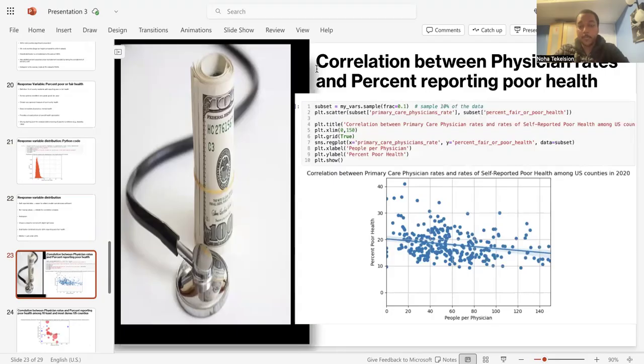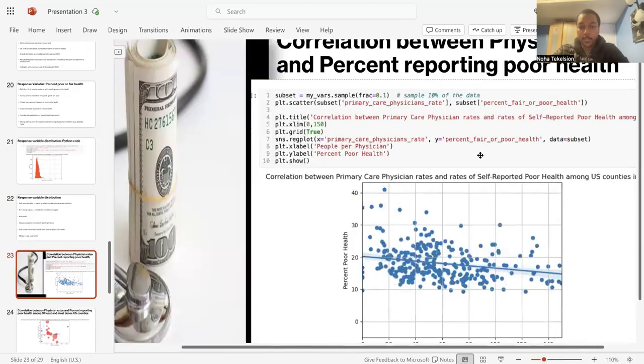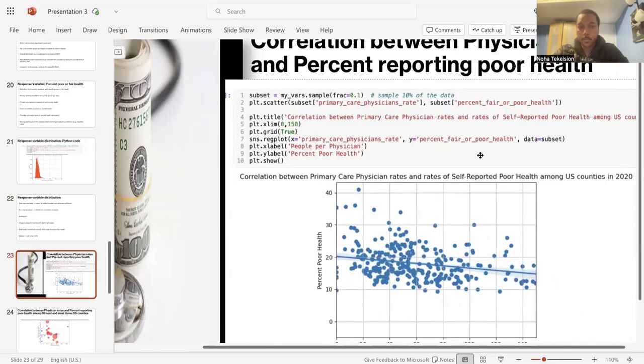In this next slide, I'm going to correlate physician rates and percent reporting poor health. Let me dive into this a little bit more. So I use the plot dot scatter function on my subsets. I have two subsets here consisting of the column for primary care physician rate and the column for percent fair or poor health. The way that they're ordered indicates where is my X and where is my Y. The first one is X, so I put the explanatory variable first.